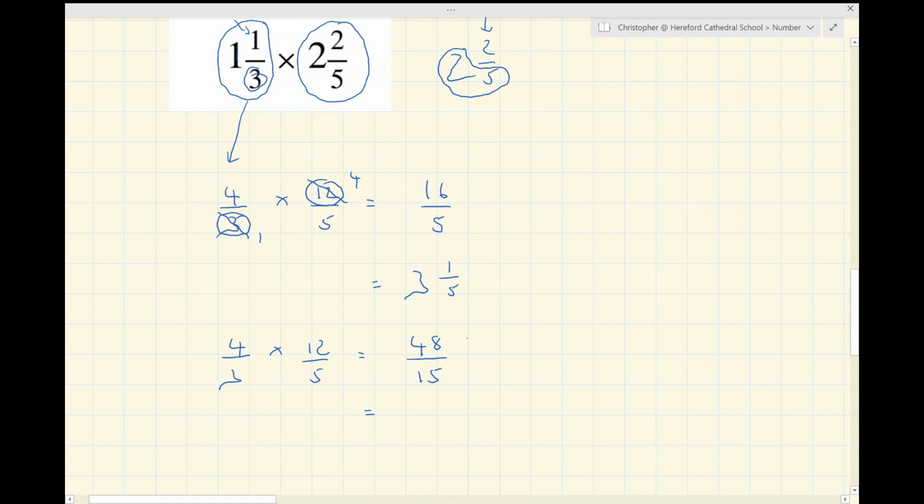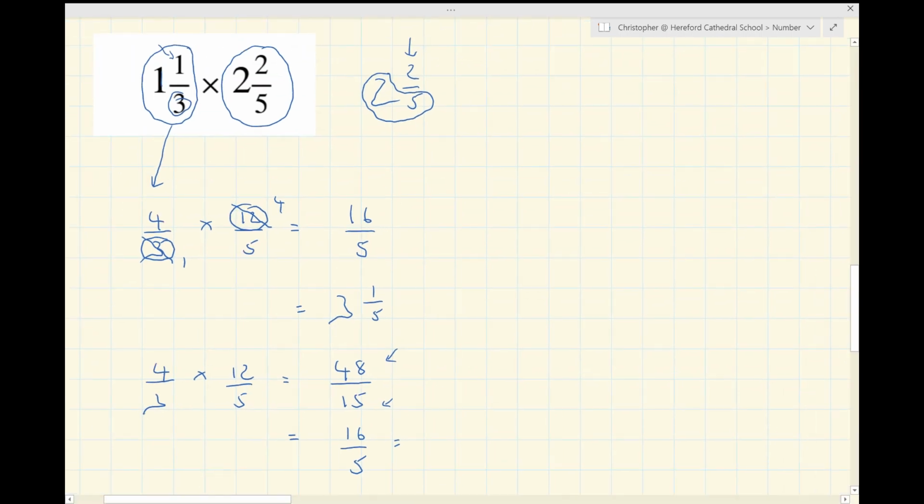What you'd have to do here is you'd probably have to spot that 3 goes into the top and 3 goes into the bottom. The top divided by 3 is 16, and the bottom divided by 3 is 5, and now you're on 16/5, just like we were before. So the moral of the story is it's easier to cancel before you multiply if you can spot that.